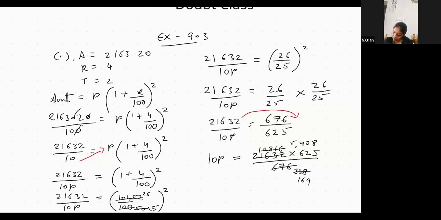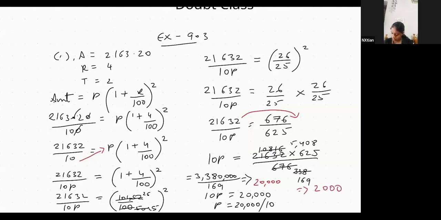Okay. Now multiply it. You will get 380 divided by 169. When you divide this, you will get 20,000. Now 10p equals 20,000. So p will be 20,000 divided by 10. It's 2,000, ma'am. Yes, 2,000. So my p is 2,000.